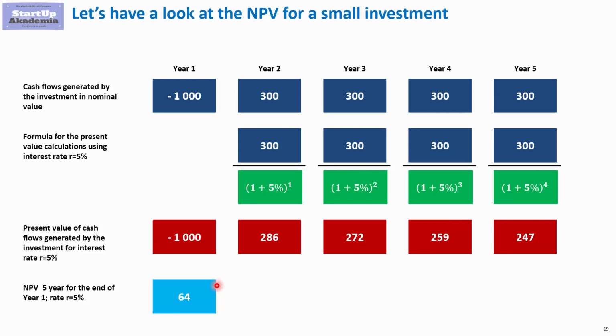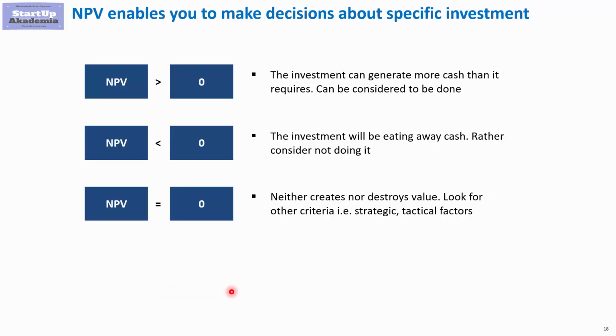Another thing that you should bear in mind is that the net present value is always calculated for a specific number of years. So the net present value for 5 years will be 64. But even with the same interest rate, if we do it for 10 years, it will be totally different because we'll have additional 5 years of cash flows. So the net present value will change. So although the general rule is, as we said, if it's positive, then it means that you should consider the investment. And if it's negative, you should rather not do it.